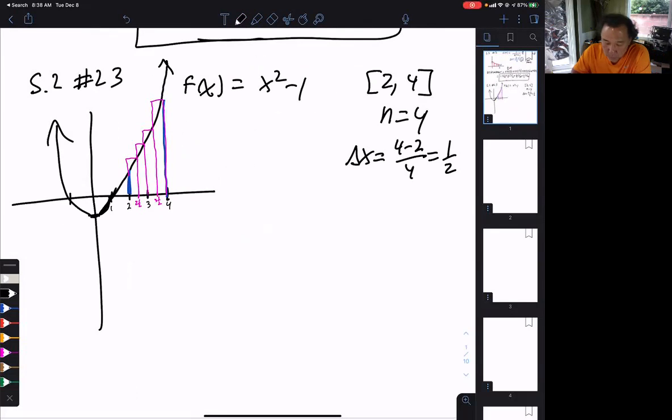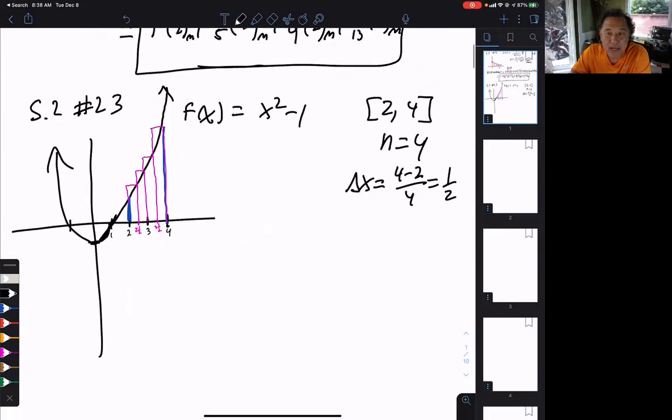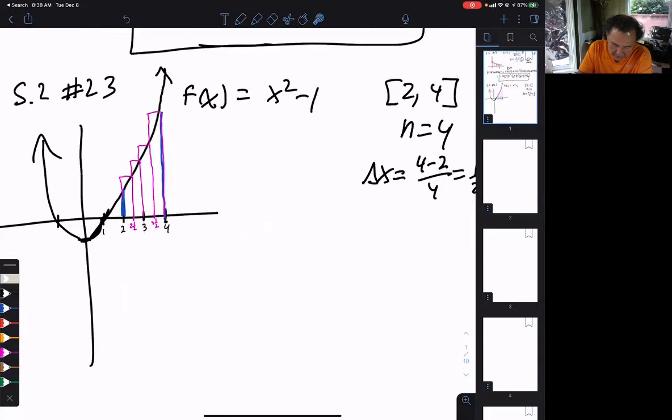Okay. The one question, is this going to be an overestimate or underestimate for right hand? Clearly overestimate. You need to know if a function is increasing, the right-hand Riemann will be over, left-hand Riemann will be under. You shouldn't memorize that. You should be able to visualize that. So here goes the Riemann sum.